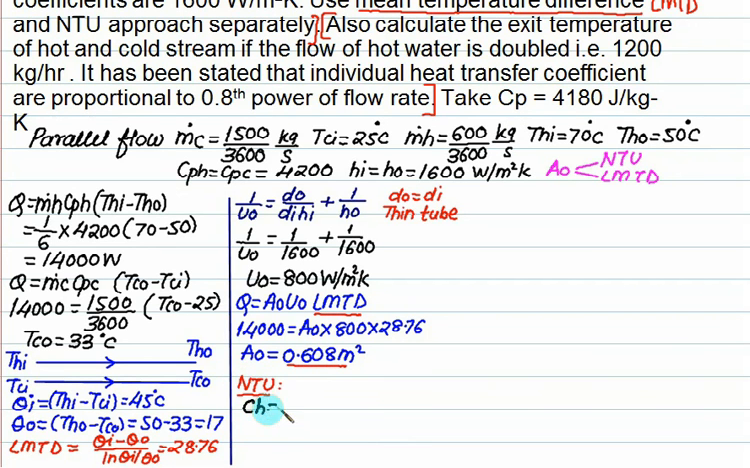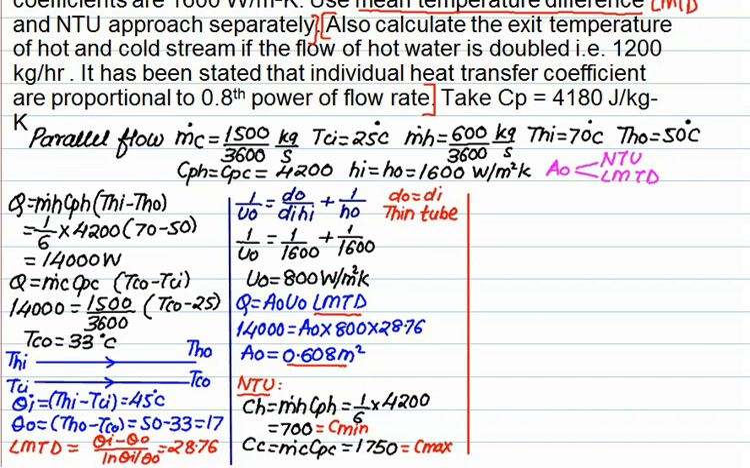M dot H into CPH. M dot H is 1 by 6, so 600 by 3600 and 4200, which is 700. M dot C is 1500 by 3600, CPC is the same as 4200, so this one is 1750. Out of this, 700 is minimum and 1750 is maximum. CR equals 0.4. We have a parallel flow heat exchanger.